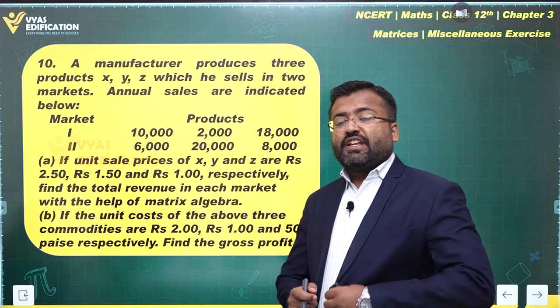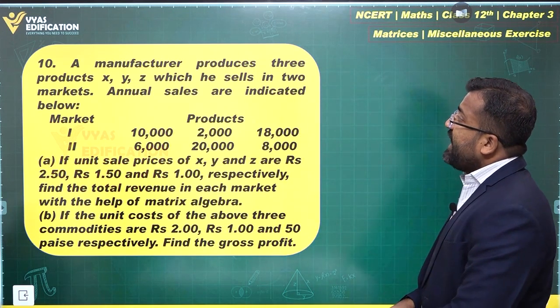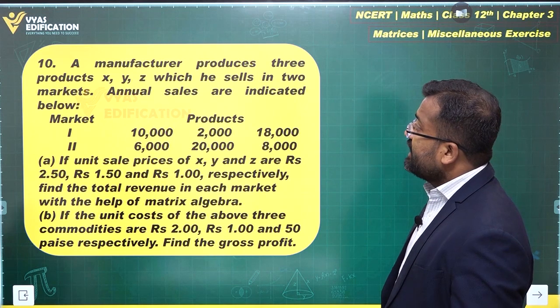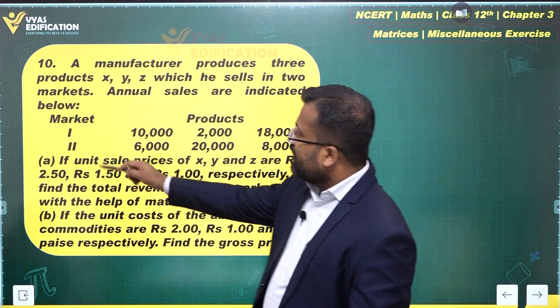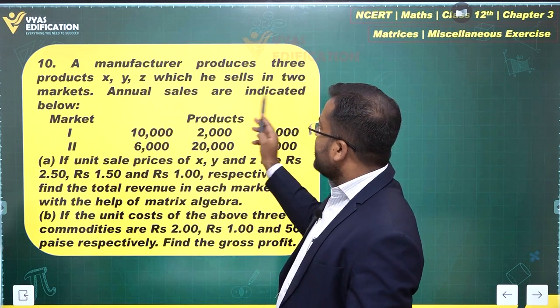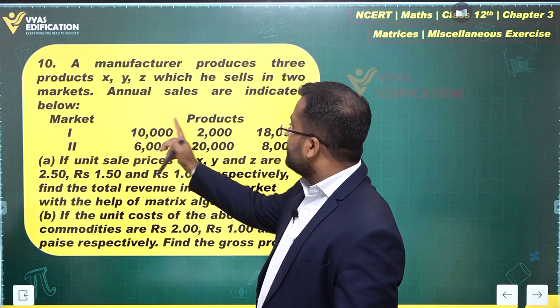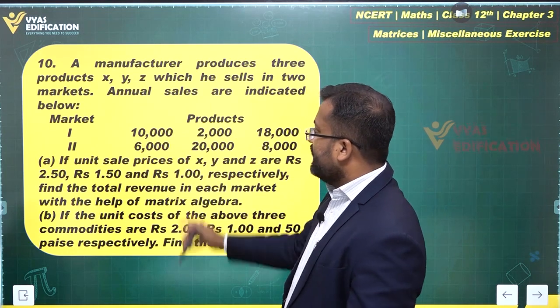Let's discuss this question next. What does this question say? A manufacturer produces 3 products X, Y and Z which he sells in 2 markets. Okay, there are 2 markets, market 1 and market 2. Annual sales of the products X, Y and Z are indicated below in this table.